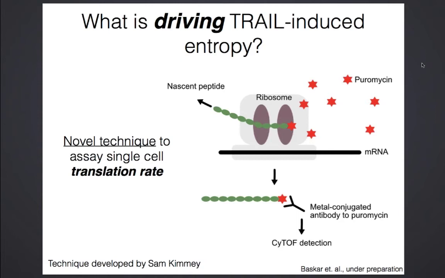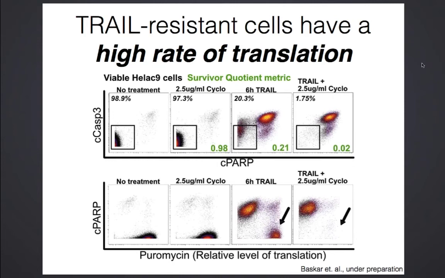So in order to do that, we used a technique developed by my colleague in the lab, Sam Kimmy. It's a novel technique that allows us to capture single-cell translation rate on the cytoplasm. This paper will be coming out shortly in a couple of months, so do watch out for that. So the idea is to use puromycin to tag nascent peptides and use the puromycin conjugated antibodies in order to detect the level of these puromycin on the cytoplasm and therefore have a readout of translation rate.